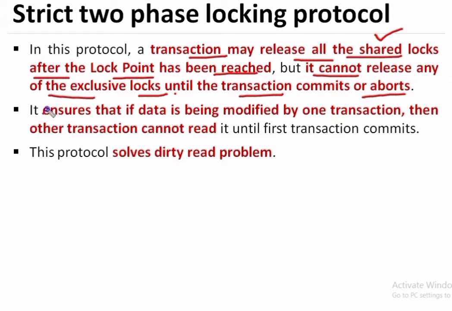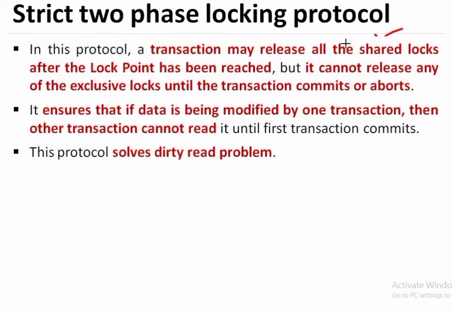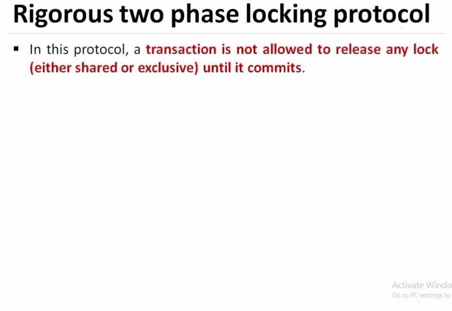Okay, so it ensures that if data is being modified by one transaction, then another transaction cannot read it until the first transaction commits. So this protocol solves the dirty read problem. So the strict two-phase locking protocol is used to solve the dirty read problem that we have already seen in the previous lecture. Now we have another protocol, this is the rigorous two-phase locking protocol.